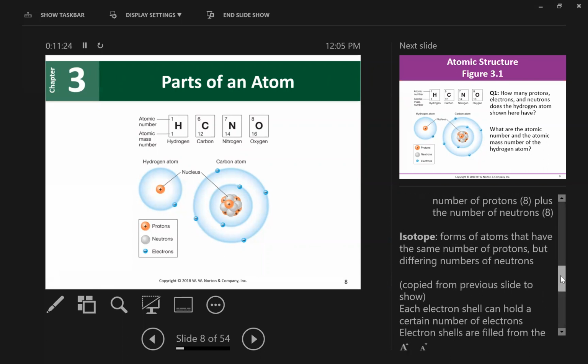An isotope forms an atom that has the same number of protons, but a different number of neutrons. So that's where we have what's called an isotope. Again, we have protons with a different number of neutrons.